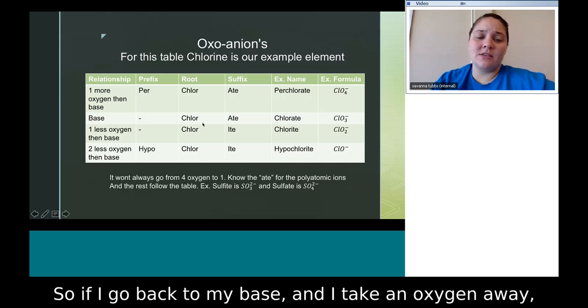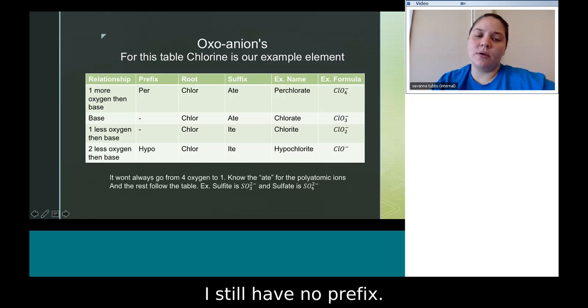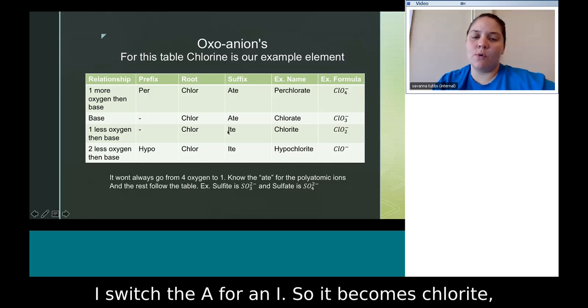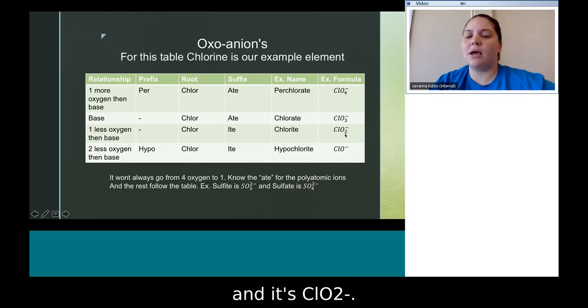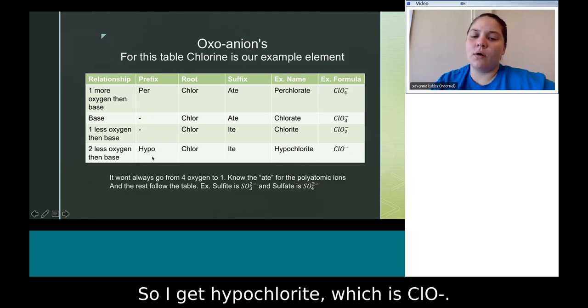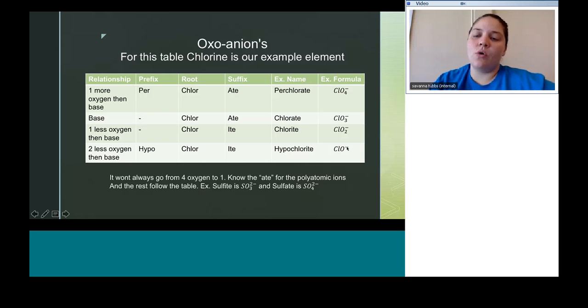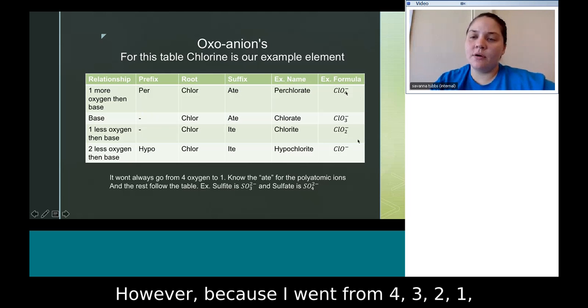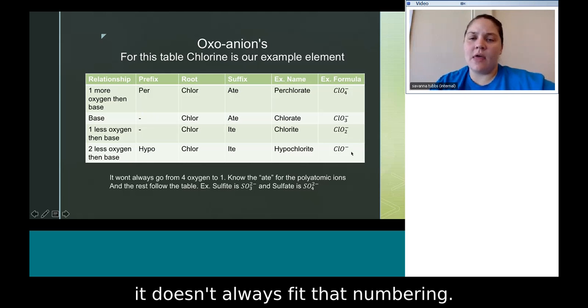If I go back to my base and I take an oxygen away, I still have no prefix, but it becomes chlorite. So I switched the A for an I. So it becomes chlorite, and it's ClO2-. If I go from my base and take 2 oxygens away, I get hypo. So I get hypochlorite, which is ClO-. However, because I went from 4, 3, 2, 1, it doesn't always fit that numbering.